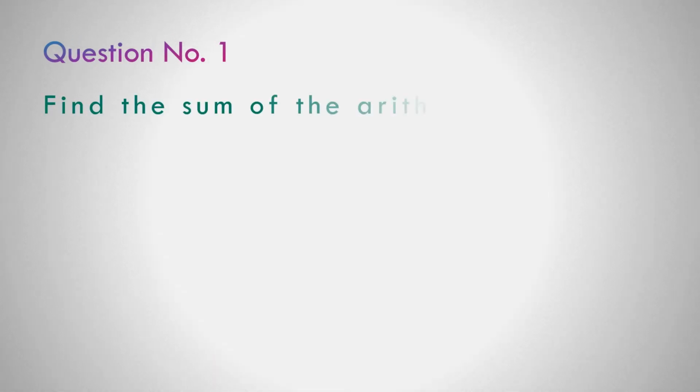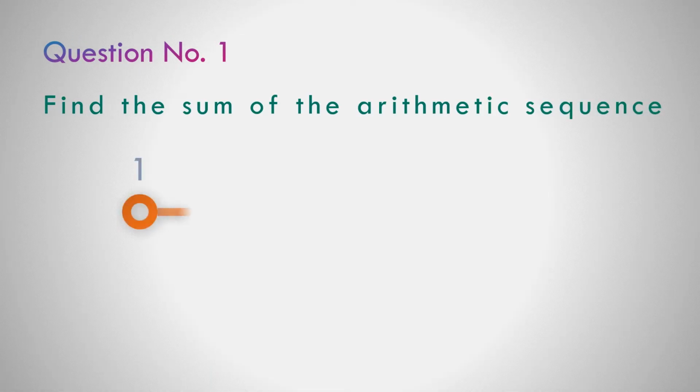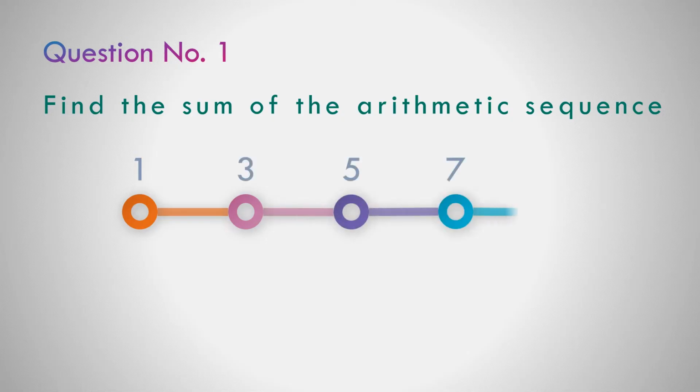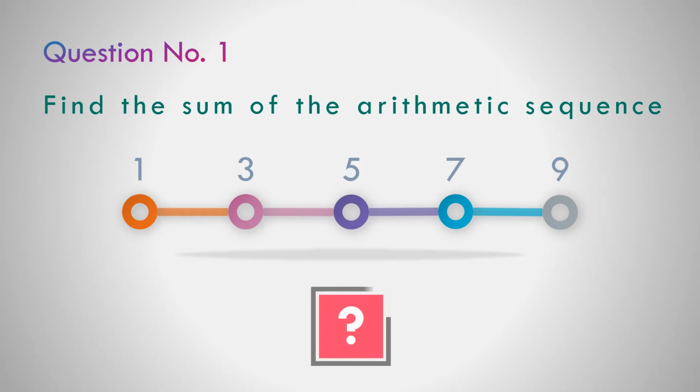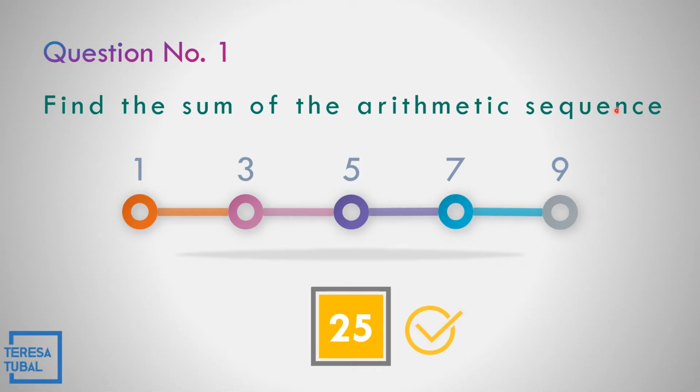Can you try it? Question number 1. Find the sum of the arithmetic sequence 1, 3, 5, 7, and 9. What do you think is the sum? Correct. The sum is equal to 25 because 1 plus 9 is 10, 7 plus 3 is 10. So 10 plus 10 is 20 plus 5. The answer is equal to 25.